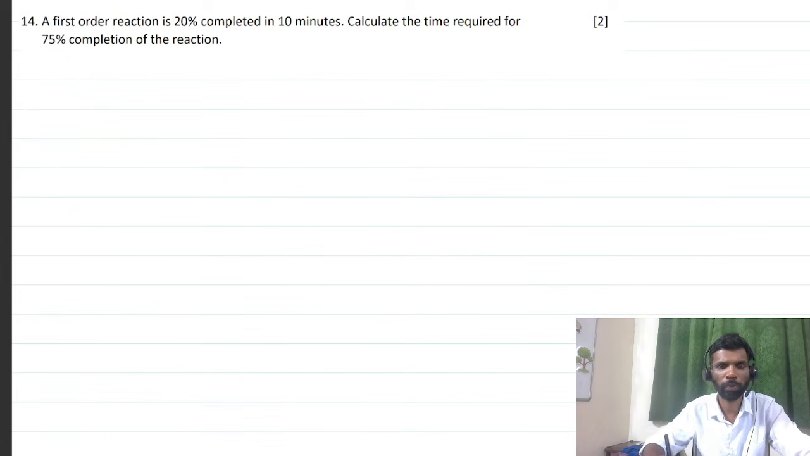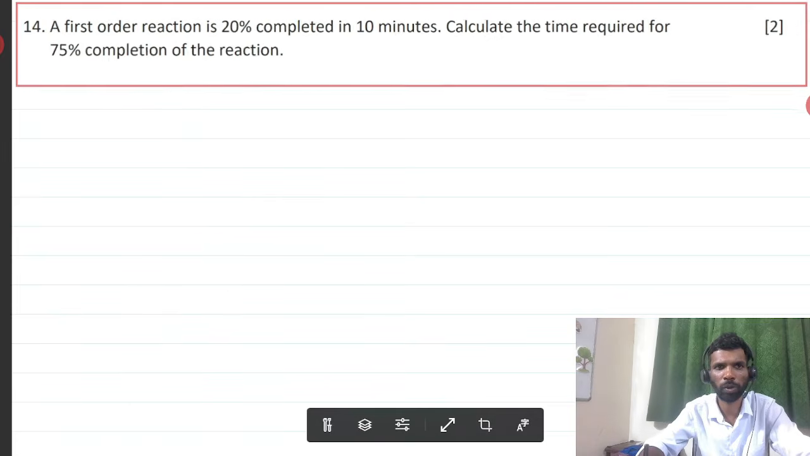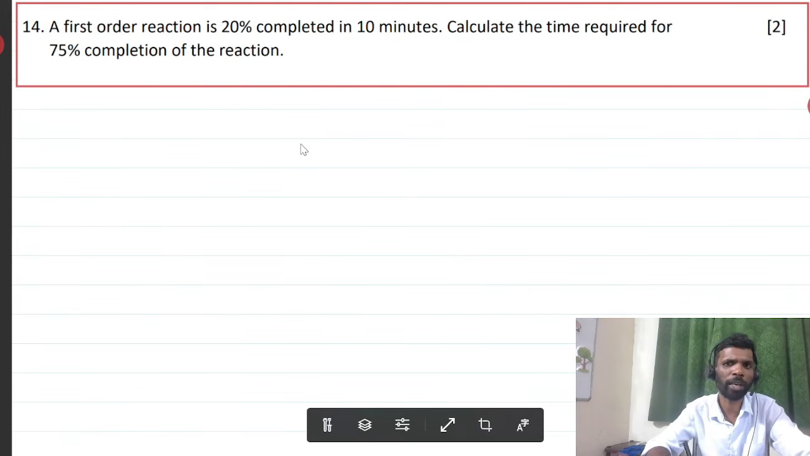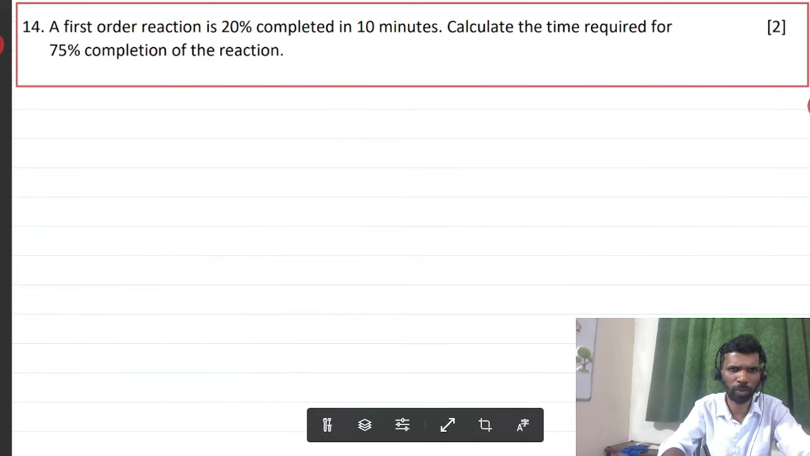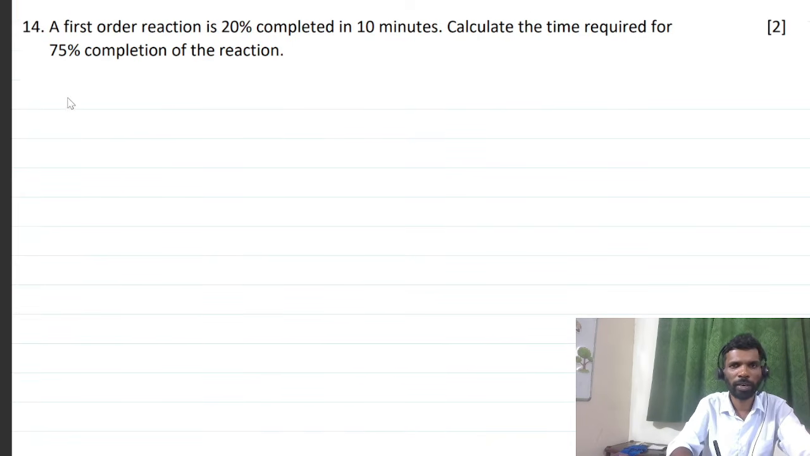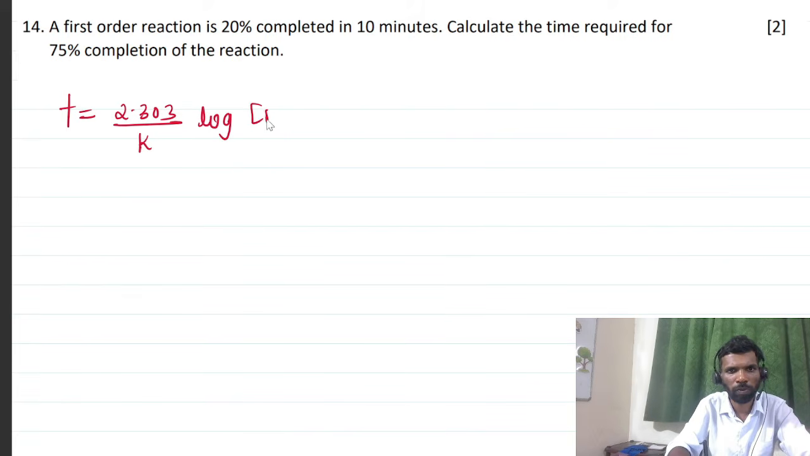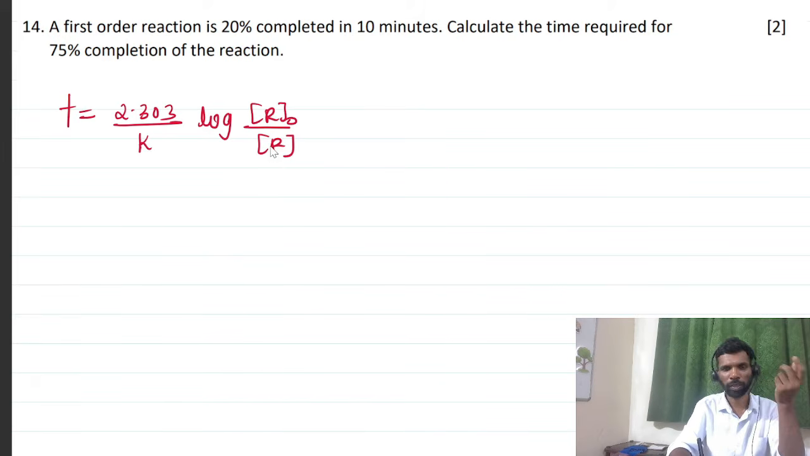Here there is one more question which is similar to the previous questions we have solved. A first order reaction is 20% complete in 10 minutes. Calculate the time required for 75% completion of the reaction. I'll do this very quickly. The time formula is this. Time is equal to, for the first order reaction, 2.303 by k log r0 by r. And what they have asked, the time required for 75% completion, means I can consider the initial concentration to be 100 and the concentration left to be 100 minus 75, right? But we need k.